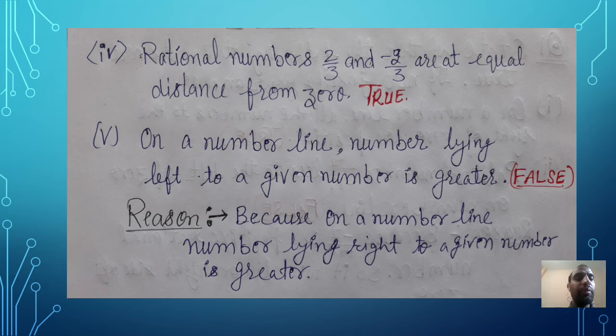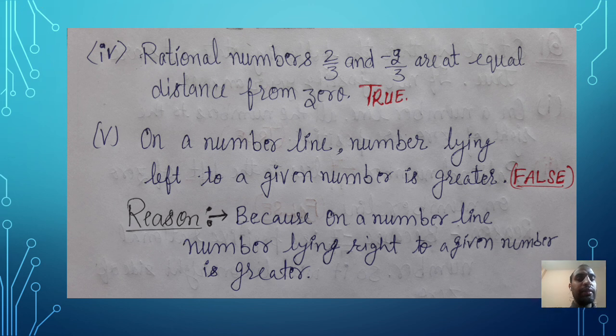So let's take the fourth part. Rational numbers 2 upon 3 and -2 upon 3 are at equal distance from 0. My dear student, check once again the numbers. One is 2 upon 3, second is -2 upon 3. Numbers are the same, but there is a change in sign in the second case, so the distance from 0 remains similar, or we can say equal for both of the numbers. So this statement is true.